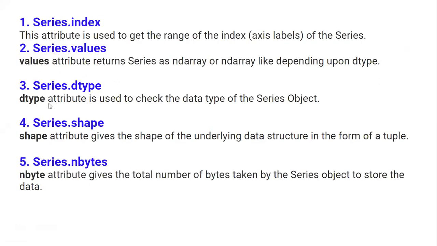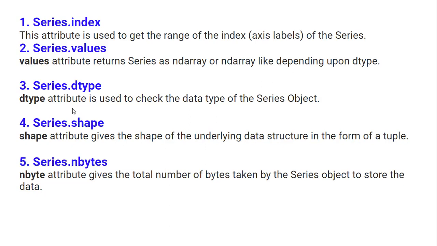The first one is index. From the name itself, we can identify that this attribute is used to get the range of the index, that is, the access labels of the series. Then series.values. Here, series means the series object where you have stored your series; you give dot and your attribute name. The values attribute returns the series as an ndarray or ndarray-like, depending upon the data type. According to the data you have given, it will display the values from the given series.